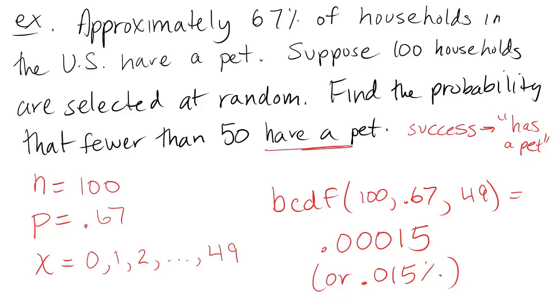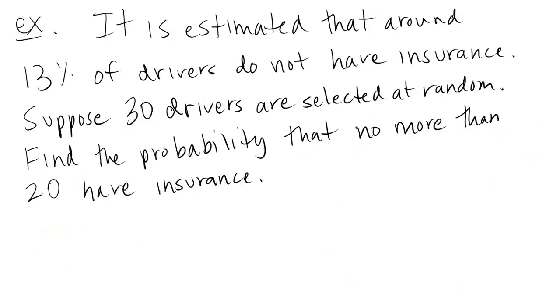Our next example has a classic trap in it, so you've got to make sure you read carefully. It is estimated that around 13% of drivers do not have insurance. Suppose 30 drivers are selected at random. Find the probability that no more than 20 have insurance. If you're not paying attention, this sounds like a straightforward problem. But there's a pitfall to this one that we have to talk about.